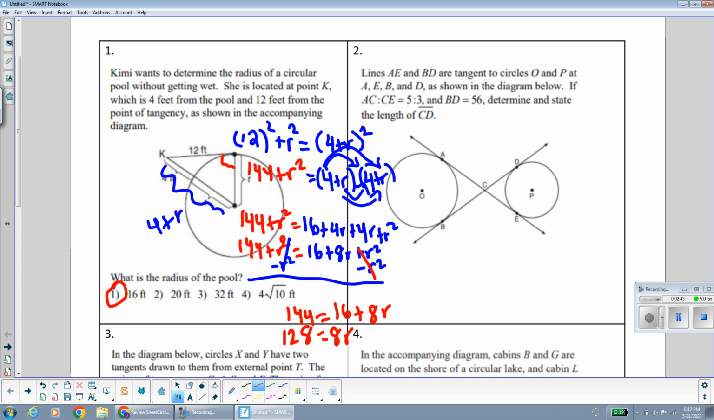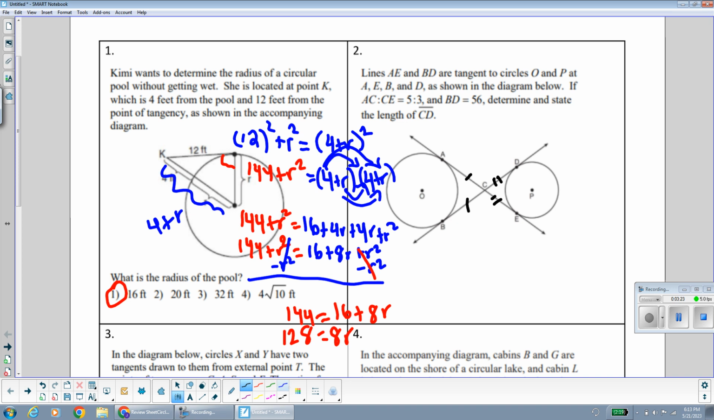Okay. In number 2, we have lines AE and BD that are tangents to circles O and P. And something to keep in mind is when we have two tangents to a circle that come out of the same point, they're equal to each other. So since AC and BC are both tangent to circle O, and they come out of the same point C, they're going to be equal to each other. And since CD and CE are both tangent to circle P, and they come out of the same point C, they're going to be congruent to each other as well.